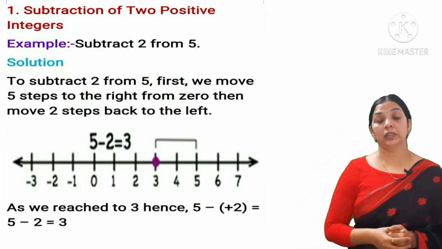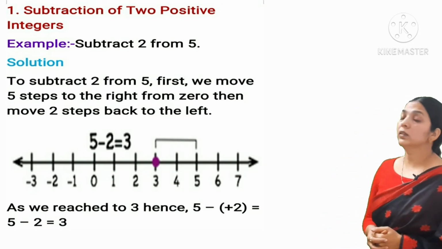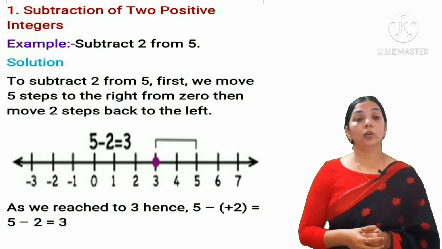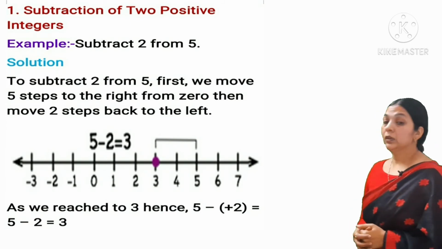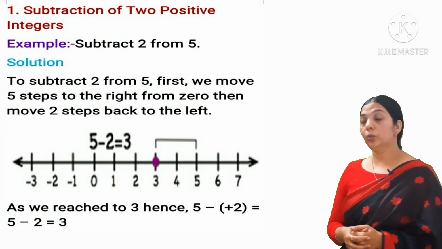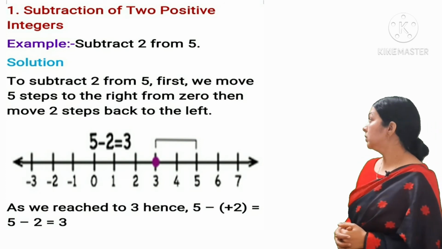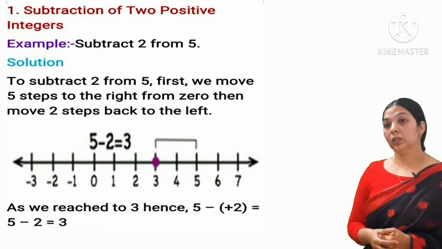Subtraction of two positive integers. The subtraction of two positive integers is the same as for natural numbers. If we want to subtract 2 from 5, then we move 5 steps towards the right from 0, then again 2 steps left toward the 0. This would result in 3. So 3 would be the answer.